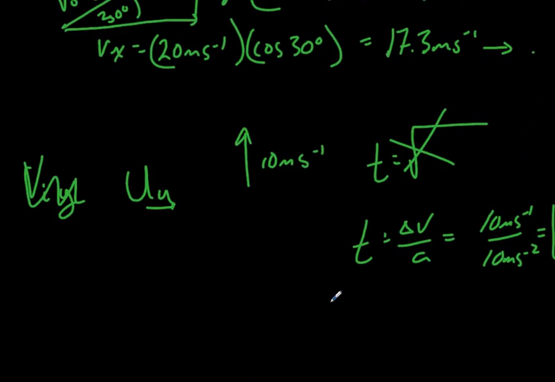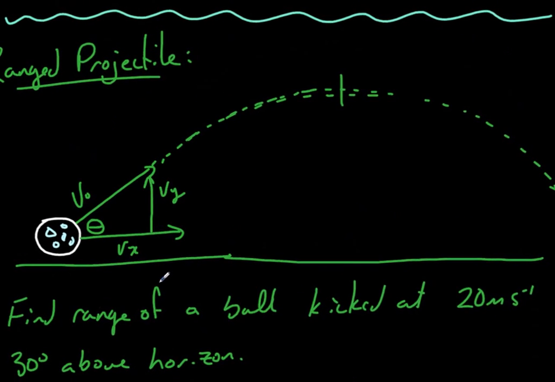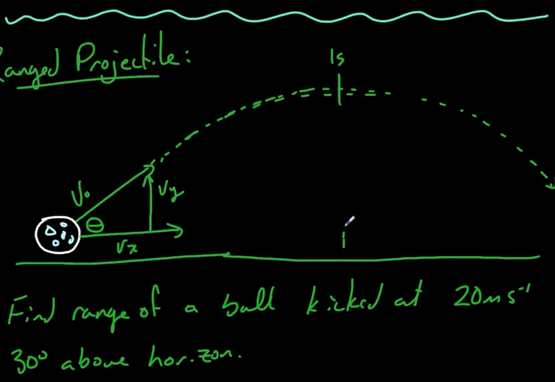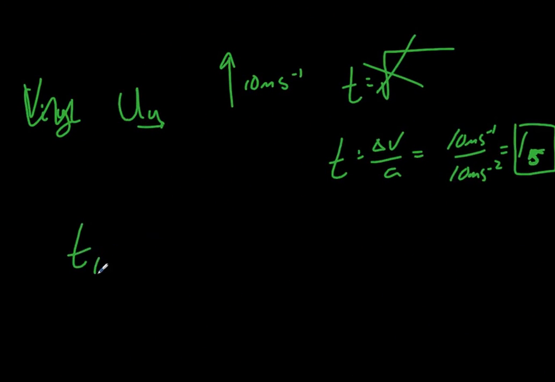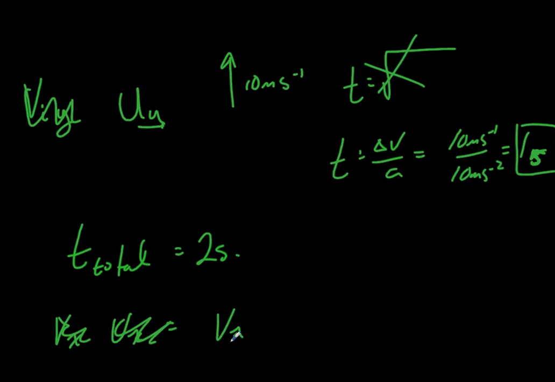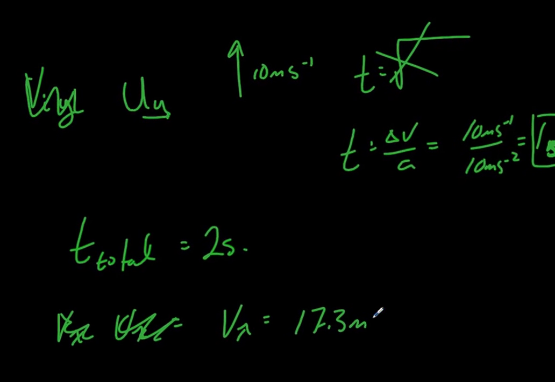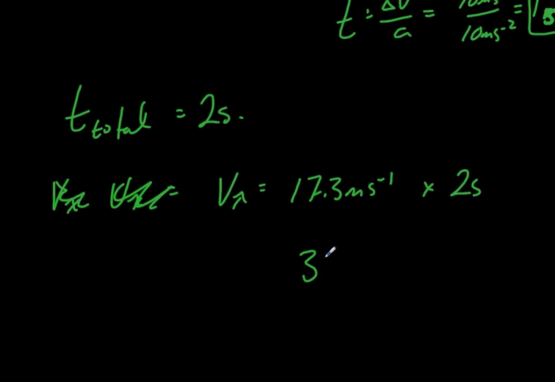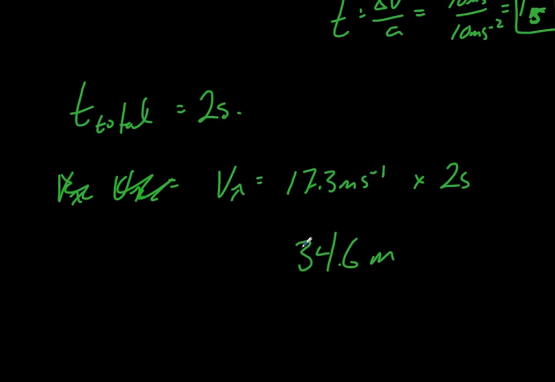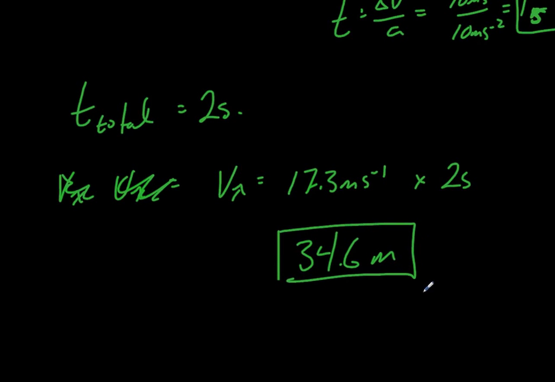So what does that mean then for the whole trip? Right, it takes 1 second to get to its max height and 1 second to come back down. So the total flight time is 2 seconds. Not even trig. T total equals 2 seconds. So now it moves along its x velocity. Oh, no, that's actually a v. Vx equals 17.3 meters per second, and that happens for 2 seconds. So how far does it go? Perfect. And now you've solved projectile problems.